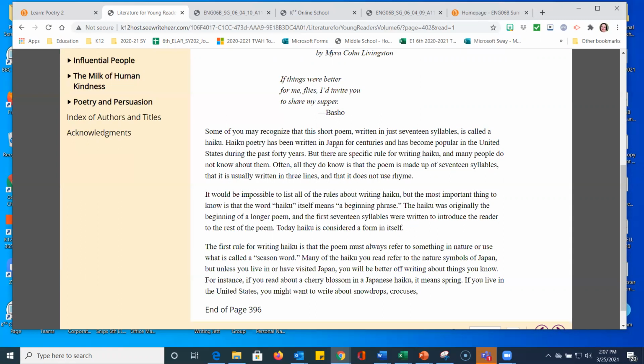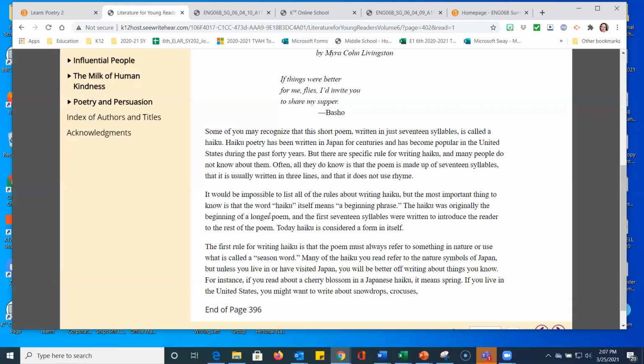Haiku poetry has been written in Japan for centuries and has become popular in the United States during the past 40 years. But there are some specific rules for writing haiku, and many people do not know about them. Often, all they do know is that the poem is made up of 17 syllables, that it is usually written in 3 lines, and that it does not use rhyme. It would be impossible to list all of the rules about writing haiku, but the most important thing to know is that the word haiku itself means a beginning phrase.